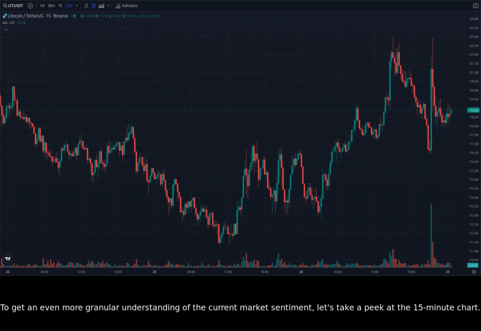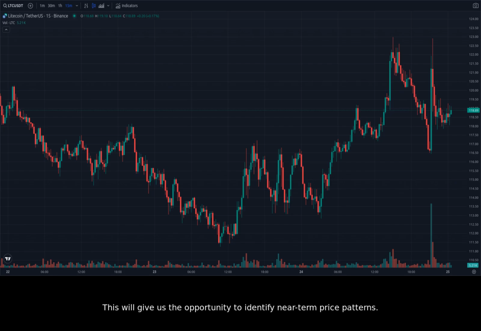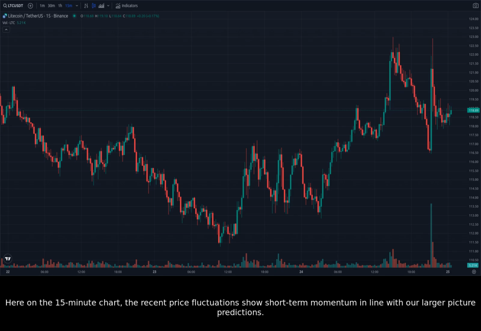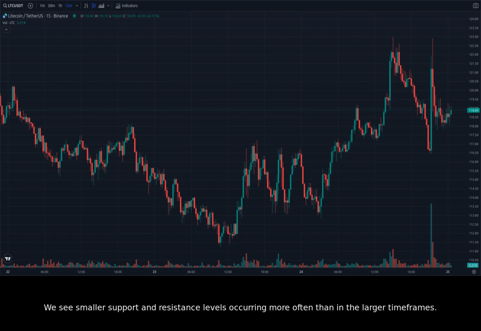To get an even more granular understanding of the current market sentiment, let's take a peek at the 15-minute chart. This will give us the opportunity to identify near-term price patterns. Here on the 15-minute chart, the recent price fluctuations show short-term momentum in line with our larger picture predictions. We see smaller support and resistance levels occurring more often than in the larger timeframes. The volume is much lower here compared to the daily or hourly charts, consistent with shorter timeframe patterns.